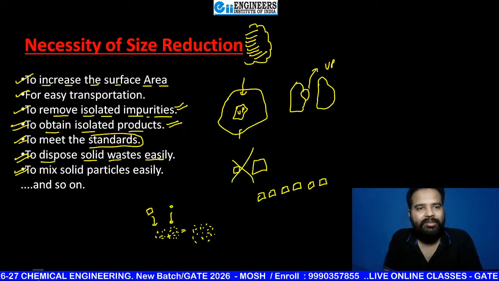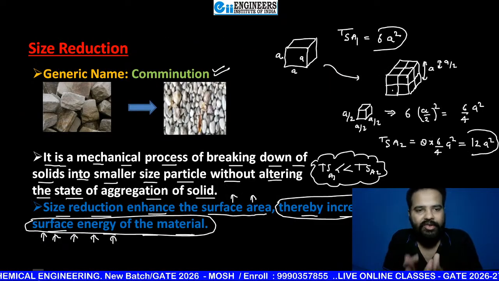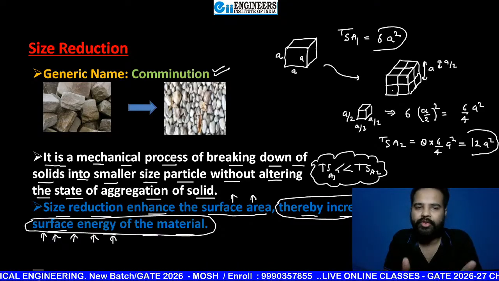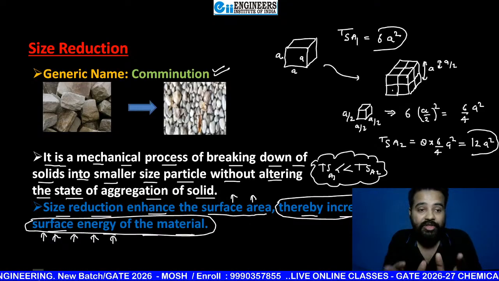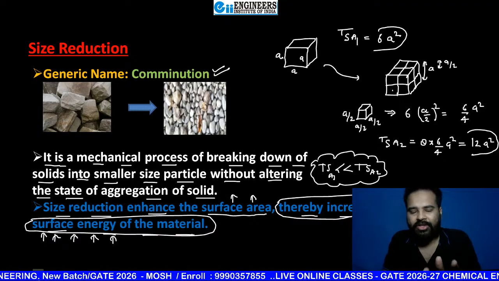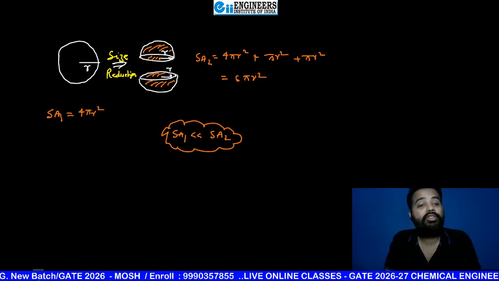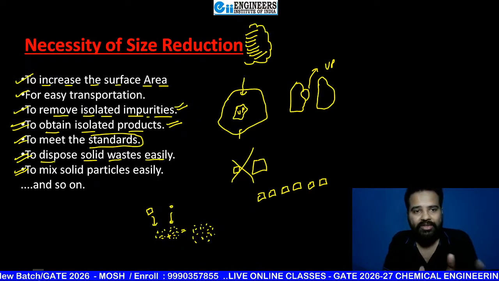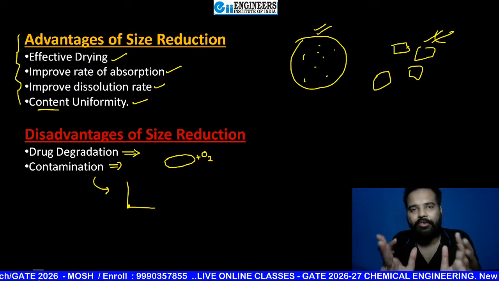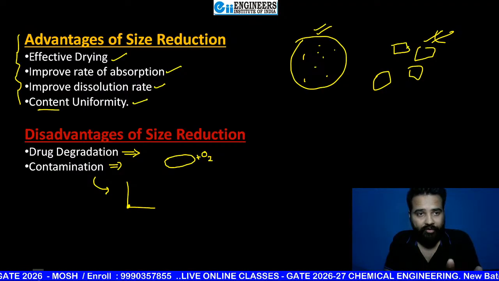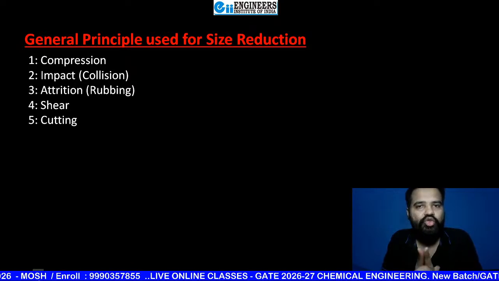Now, this is just the basics of size reduction, and you have completed it. You saw what size reduction is: simply breaking down of solids into smaller size. That is known as size reduction. The other name of size reduction is comminution. By size reduction, definitely the surface area is going to increase, so definitely the surface energy is also going to increase. You saw the necessity, advantages and disadvantages. So after this basic, the second point I'm going to start is the general principle used for size reduction.